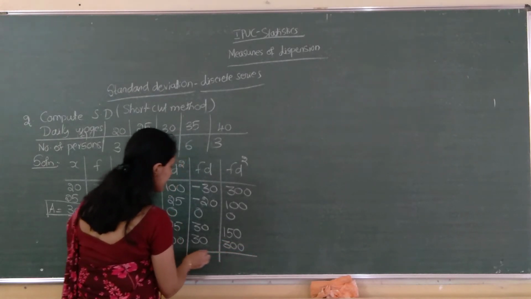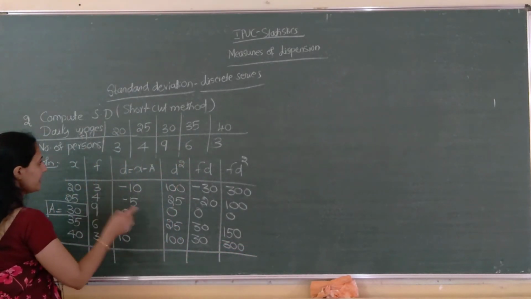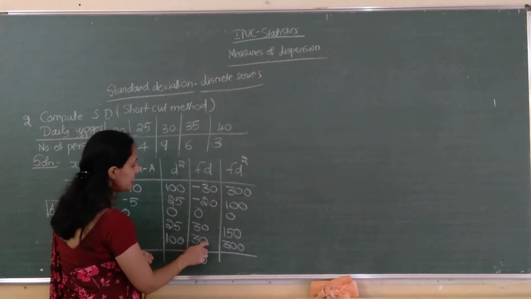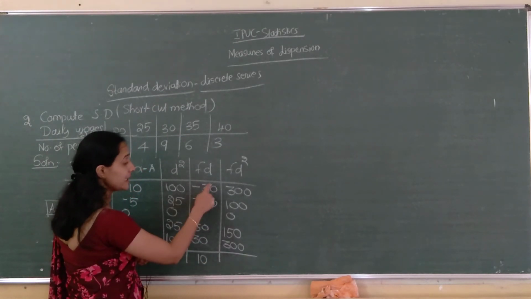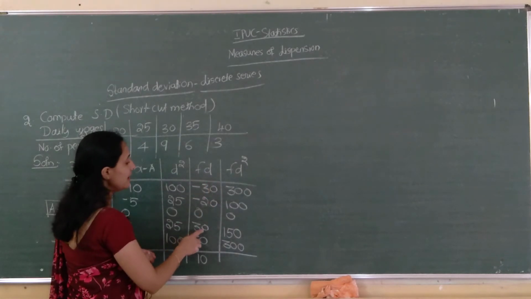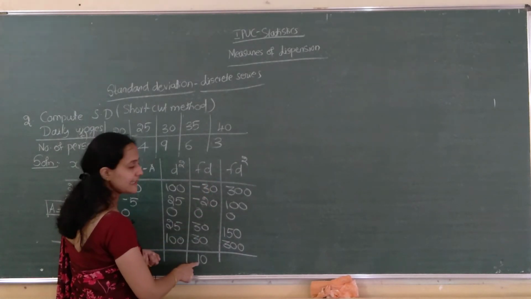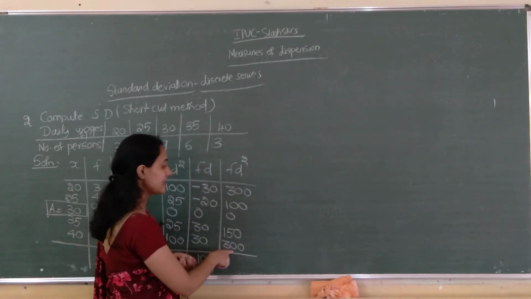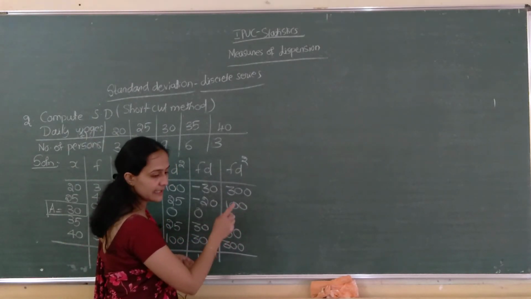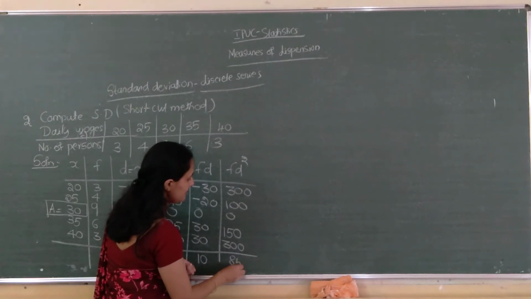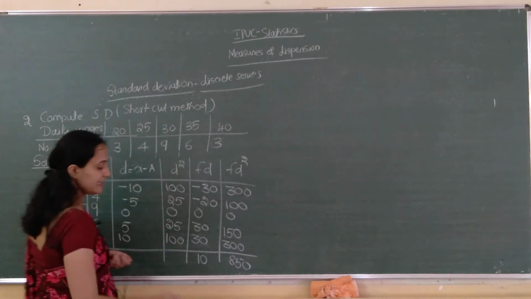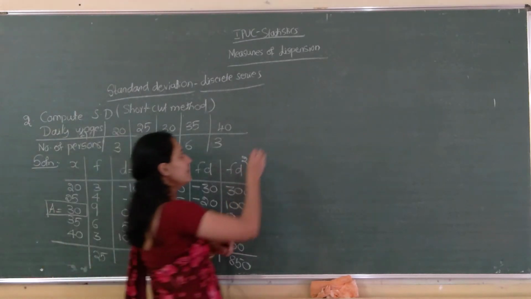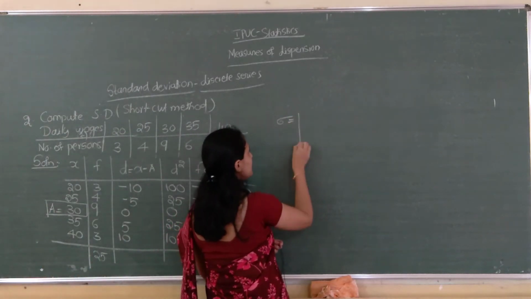Its total is required. Sigma FD total is required. Sigma FD total: minus 30, minus 20, plus 30, plus 30, that is 10. Correct? For F into D square, the total is 300 plus 100 is 400, plus 150 is 550, plus 300 is 850. 850. Total N is 25. Okay. Next, apply the formula using the deviation method.